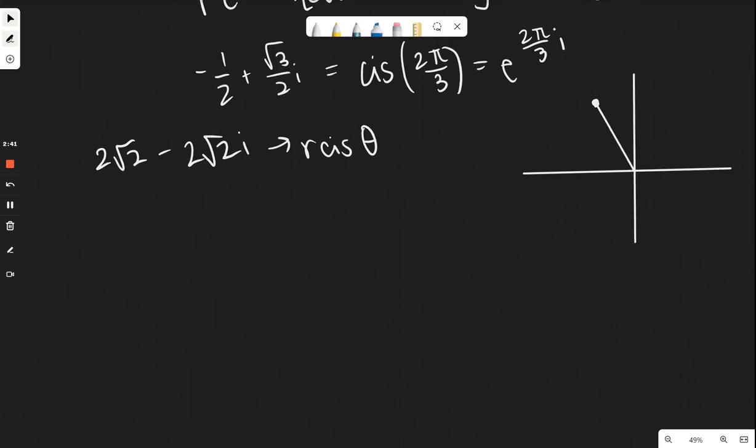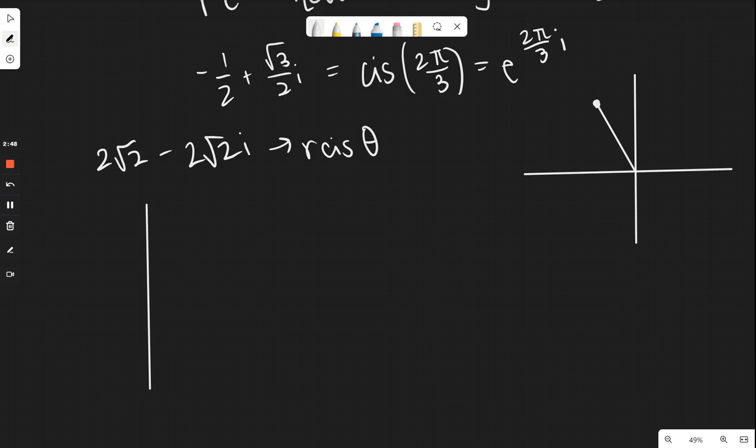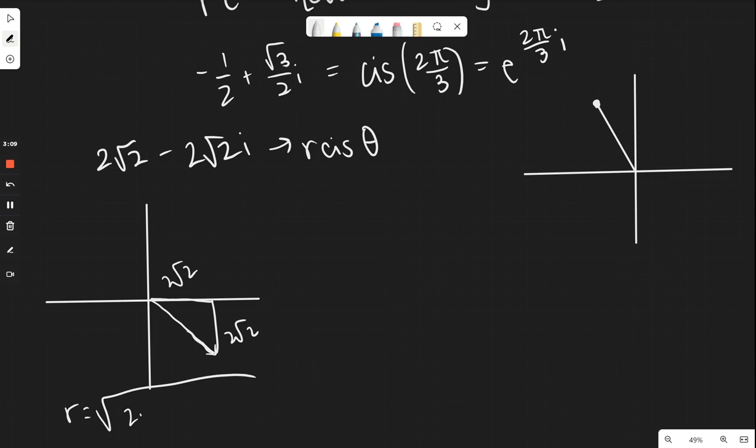Well, let's do it the way where we find r using our knowledge of magnitudes. So what this looks like on the complex plane is this length right here is 2 square root 2, and this length right here is also 2 square root 2, it's just negative. And so we want to find the radius of this circle that it makes by finding the hypotenuse of this triangle. So this means r is equal to the square root of 2 square root 2 squared plus 2 square root 2 squared.